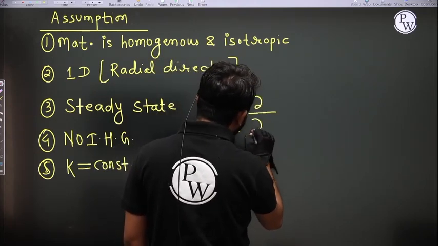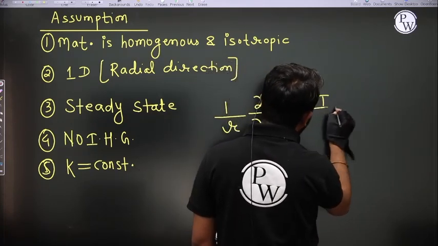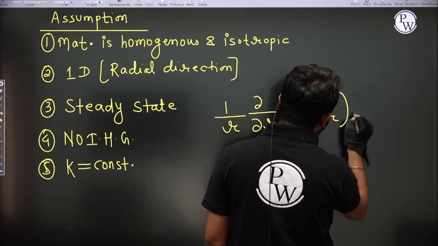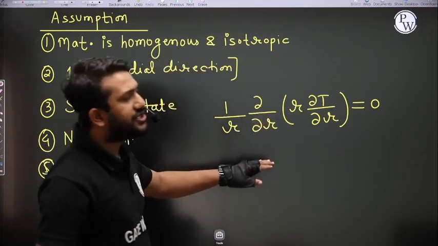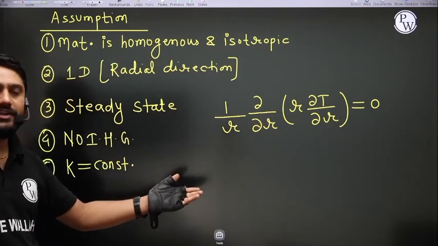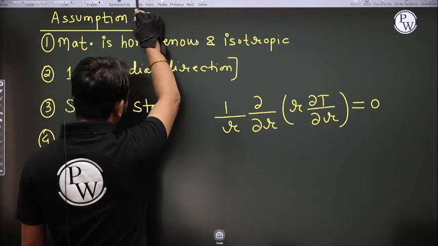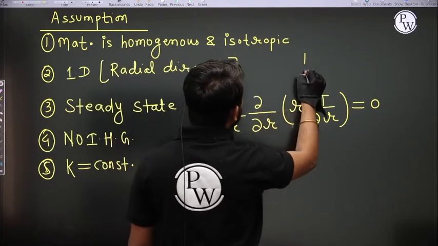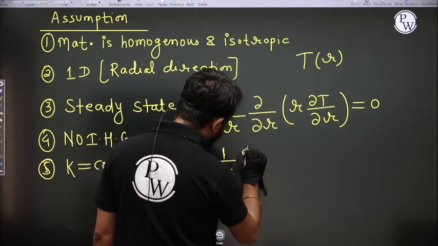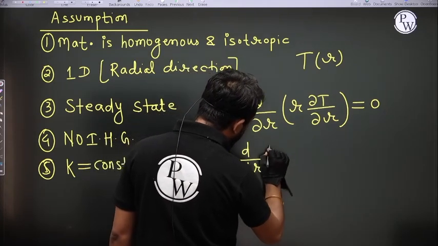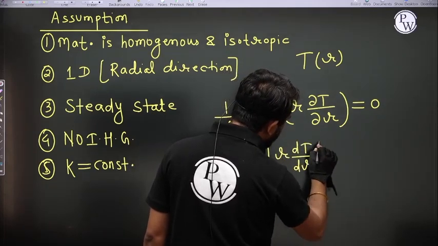del by del R, del T by del R, is equal to 0. Or we can write the partial derivative in terms of total derivative, because temperature is only a function of R. Under these assumptions, temperature is only a function of R. So we can write it this way also: 1 by R d by dr, R dT by dr is equal to 0.